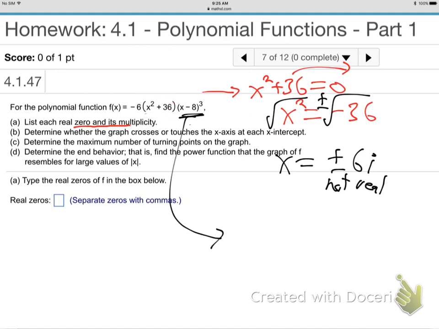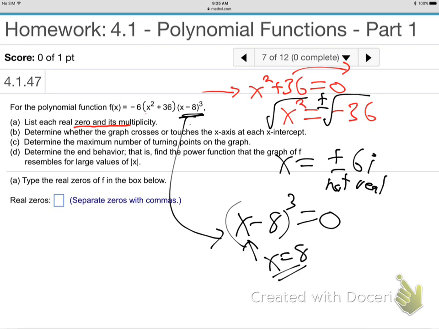The next piece is x minus 8 cubed. How can that equal 0? What can I plug in for x to make it 0? Well, 8. Plug in 8 and that's it. If you can just see it, you don't need to do more. 8 is the only number you can plug in there to make that equal 0. The third power isn't going to really do anything important. So x equals 8 is our only 0. Does that make sense? It's our only 0. Okay.